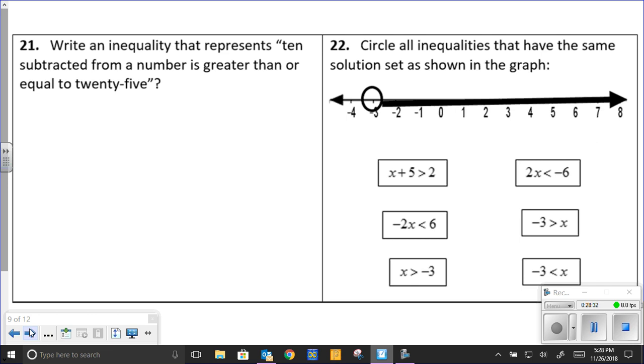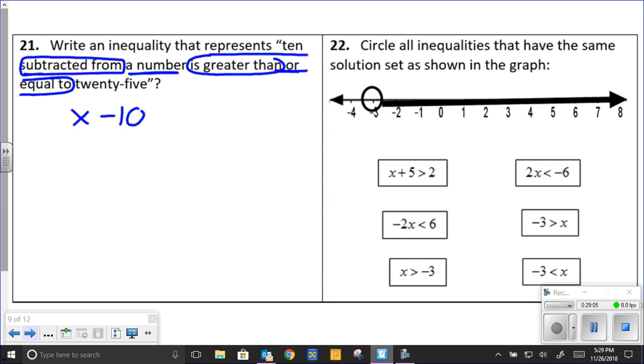Okay, number 21, we are writing an inequality. 10 subtracted from a number. When I say subtracted from, something's already there. This number is already there. So that means x minus 10. I cannot write this the other way because this is not a commutative property, ladies and gentlemen. Is greater than, or equal to, sorry, I'm missing something. All of this is one sign: is greater than or equal to.